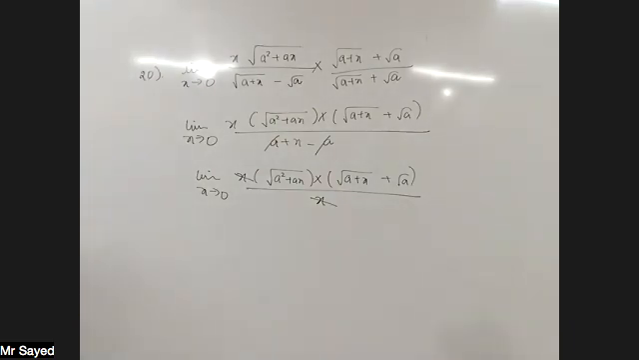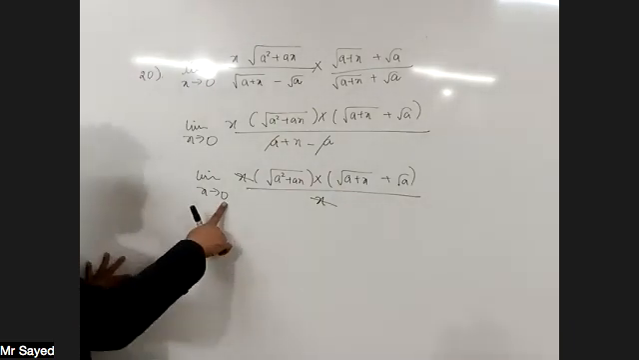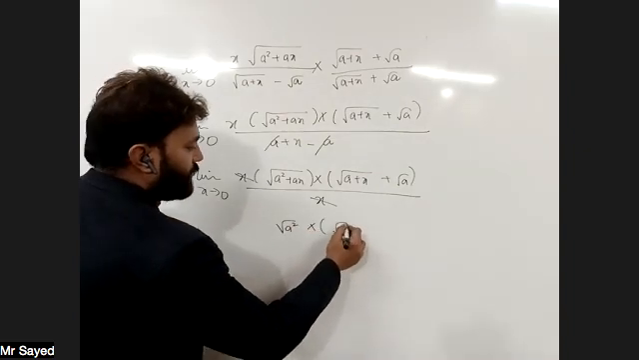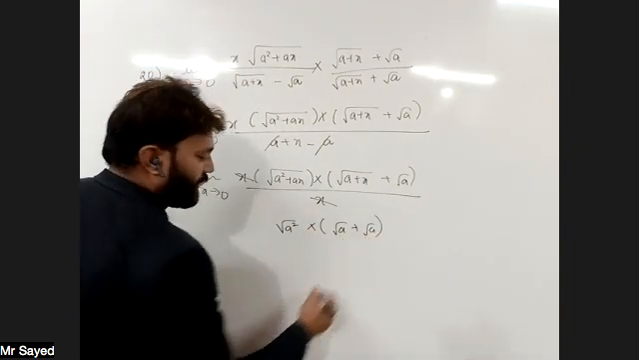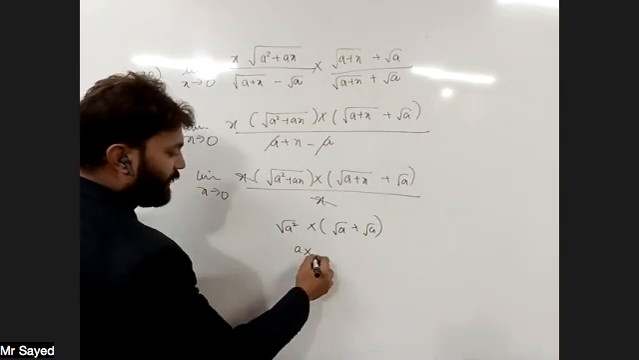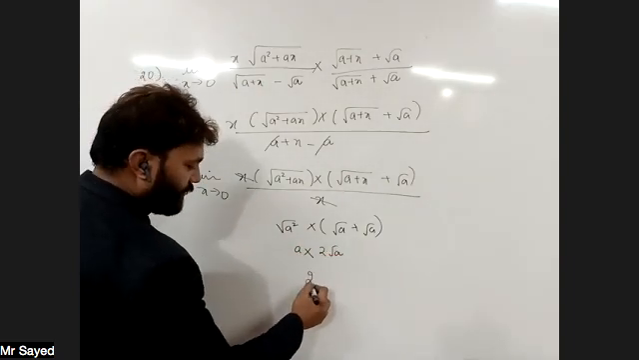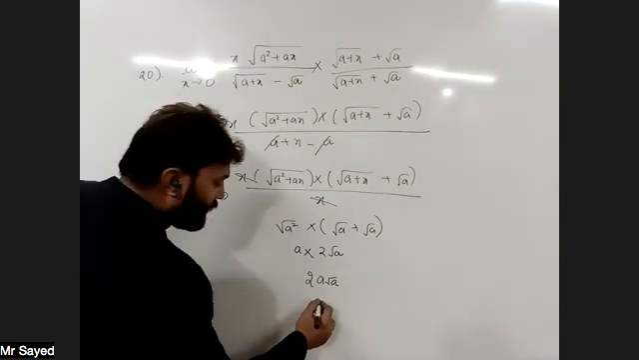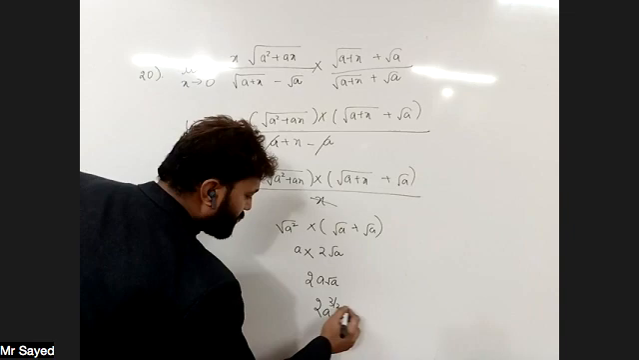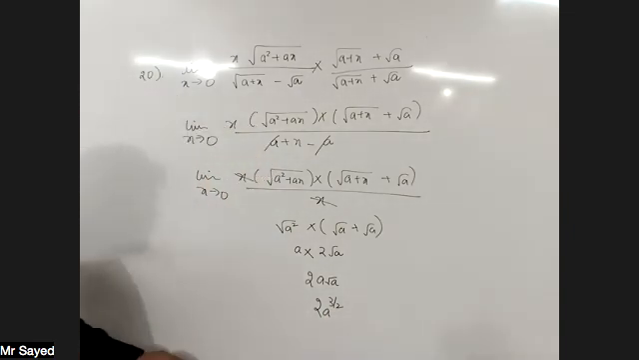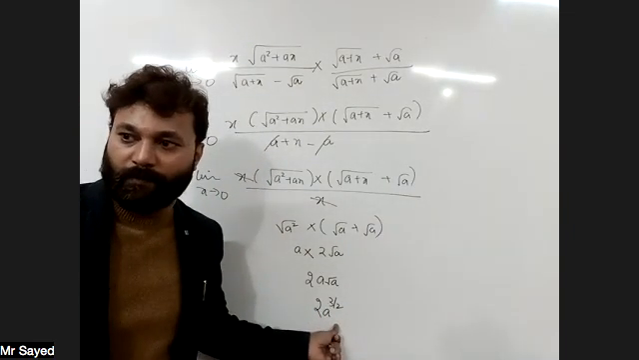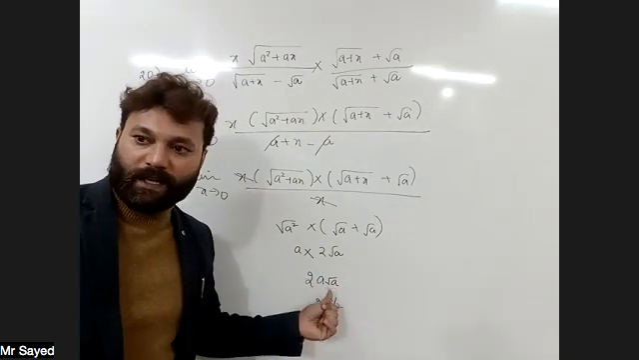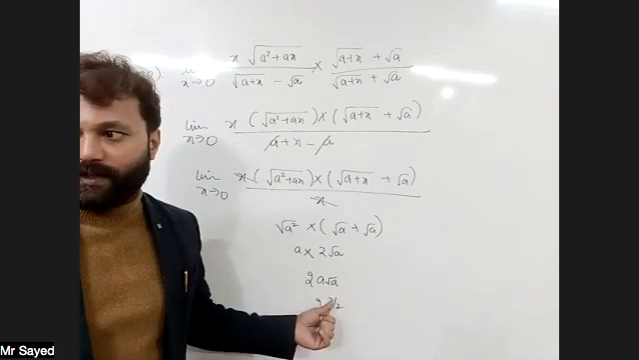This x and this x cancelled. In place of x, now we will write 0. So this will be root a square into root a plus root a. This will be a into 2 root a. A root a ऐसे लिख सकते हैं, and we can even write it as a raised to the power 3 by 2. Why a raised to the power 3 by 2? Power 1, power half, multiplication में powers add होती हैं, 1 plus half, 1 and a half.